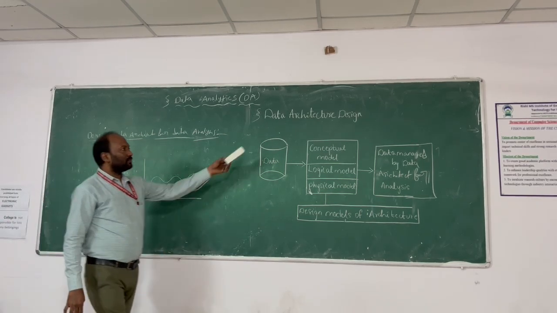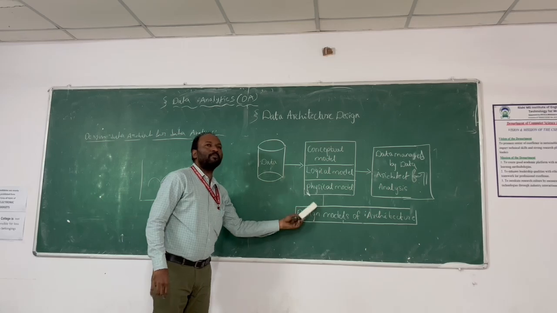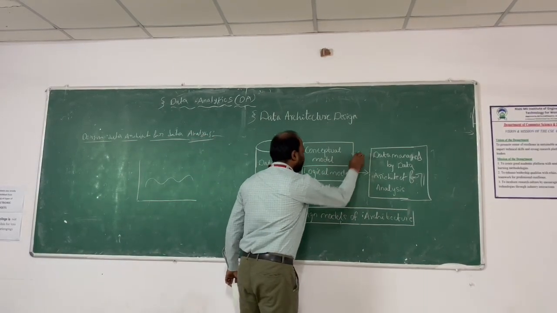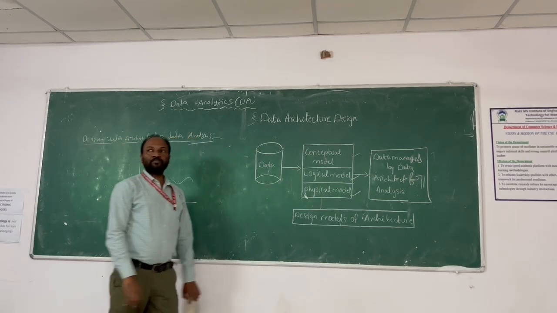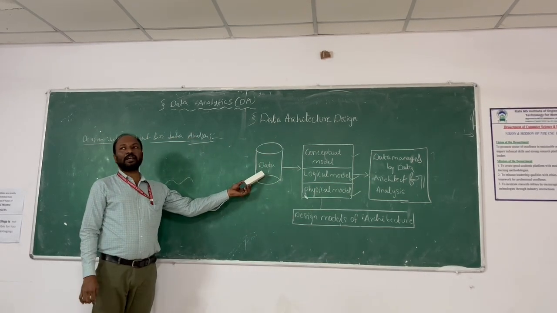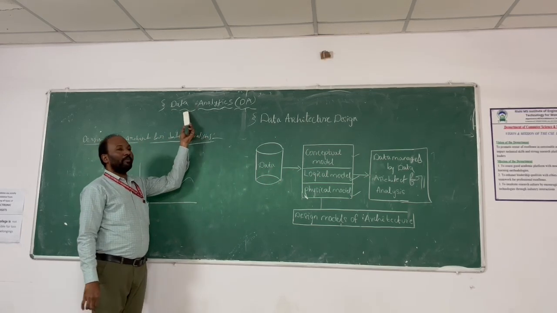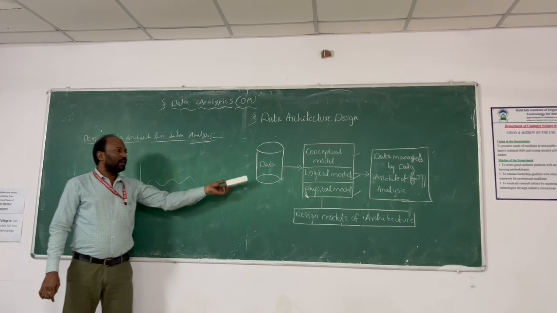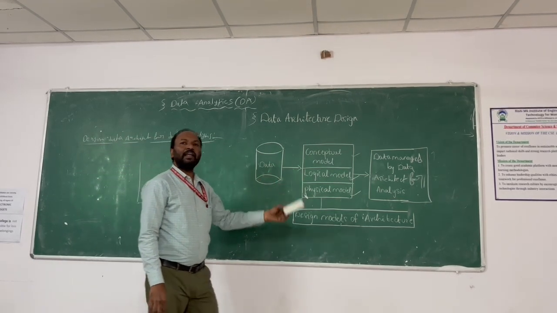Here, for the data architecture design, there are 3-layer models. The first one is the conceptual model, the next one is the logical model, and the next one is the physical model. Here, the data is clearly mentioned first. Why? Because our domain is data analytics or business analytics. Whenever we have the data, only then can we create an analysis report.